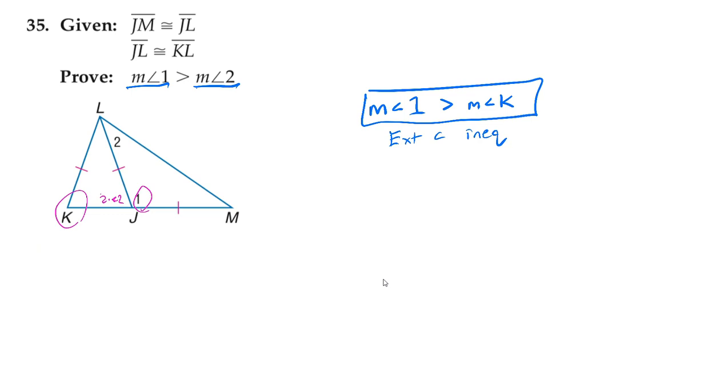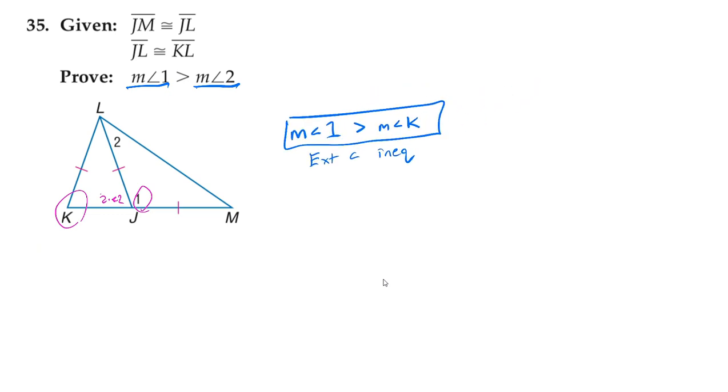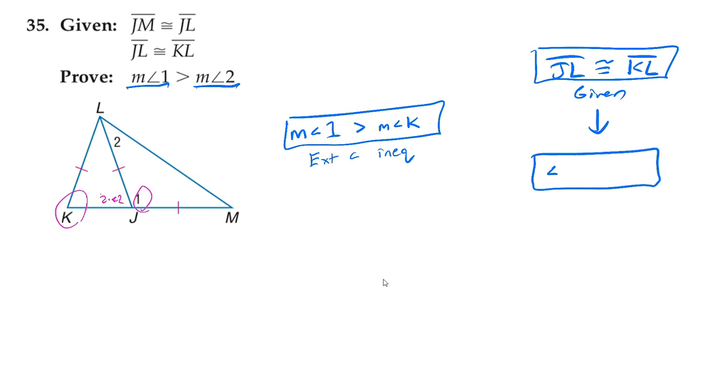Well, we know the base angle theorem too. The base angle theorem says, and I'll put this to the side because we're going to use this, that because KL and JL are equal, so we have JL is congruent to KL, that told us that the angles are congruent. So we know angle K is congruent to angle LJK.